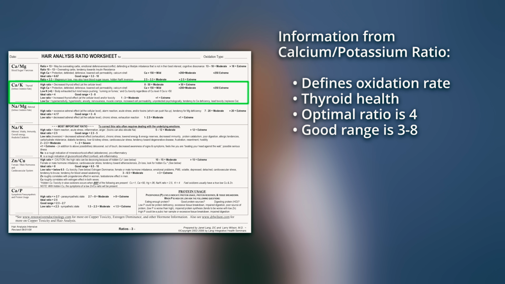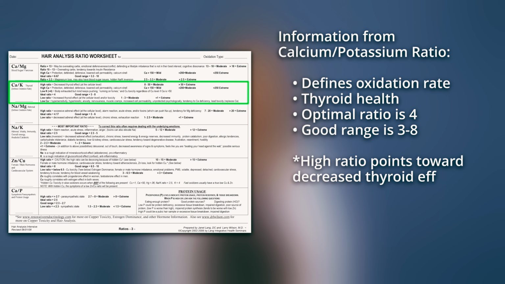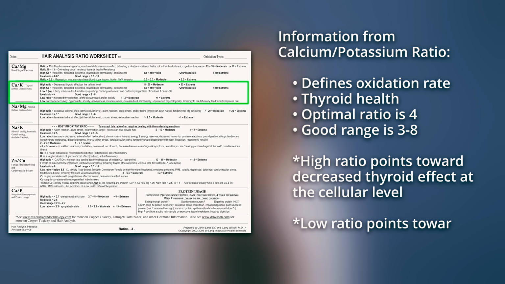Again, I see this quite high, often above 50, 60, and if it's high, it's showing us that the thyroid is having decreased thyroid effect at the cellular level. Again, it gives us insight into cellular function and the Krebs cycle and how well the cells are working overall. If the ratio is low, it's pointing to basically hyperthyroidism and that the thyroid is fighting against toxicity in the body.